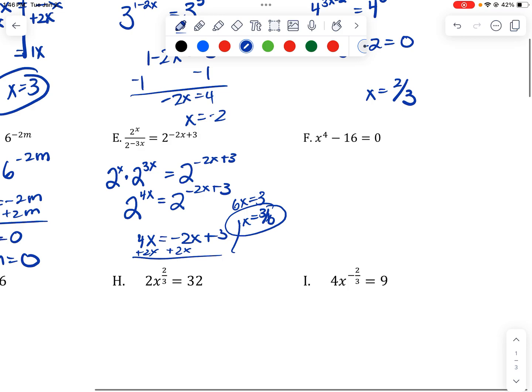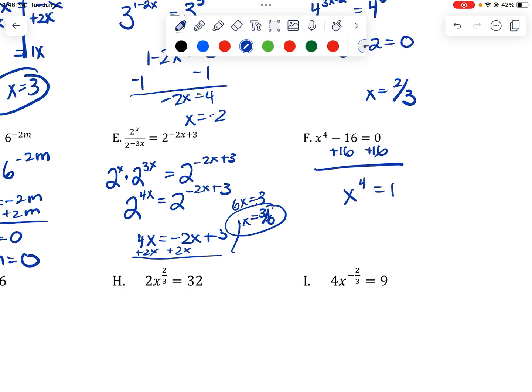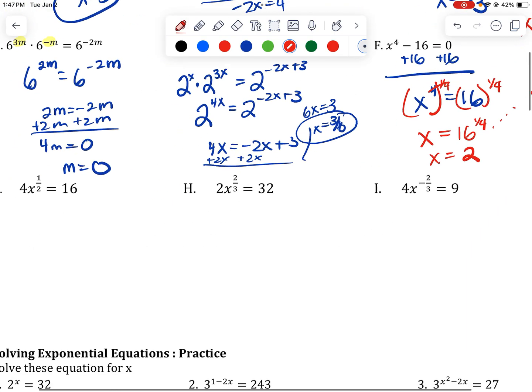Now you'll notice this next one. We're going to solve for x. Well, how do we get x by itself? Well, we add 16. So x to the fourth equals 16. But how do we undo that exponent? Well, we wanted x to the first power, right? Because that's just x. So to undo that 4, I'll raise it to the 1/4 power on each side. So this is now just x equals 16 to the 1/4 power. So to solve that, I'm thinking, what number to the 4th power gives me 16? And that's 2. So x is equal to 2.